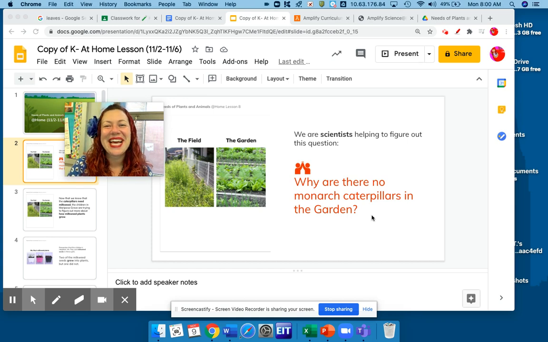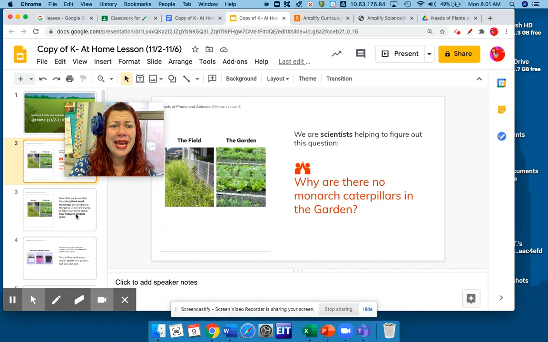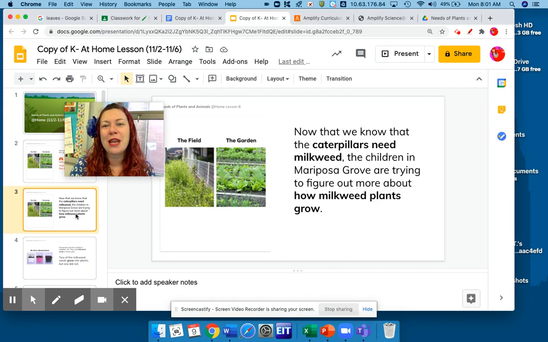Hello, kindergarten scientist. You know that you've been working to be a scientist, helping to figure out the answer to this question. Why are there no monarch caterpillars in the garden? That's right. The food that the monarch caterpillars eat is no longer in the garden. And we know monarch caterpillars only like to eat milkweed. What do they like to eat?